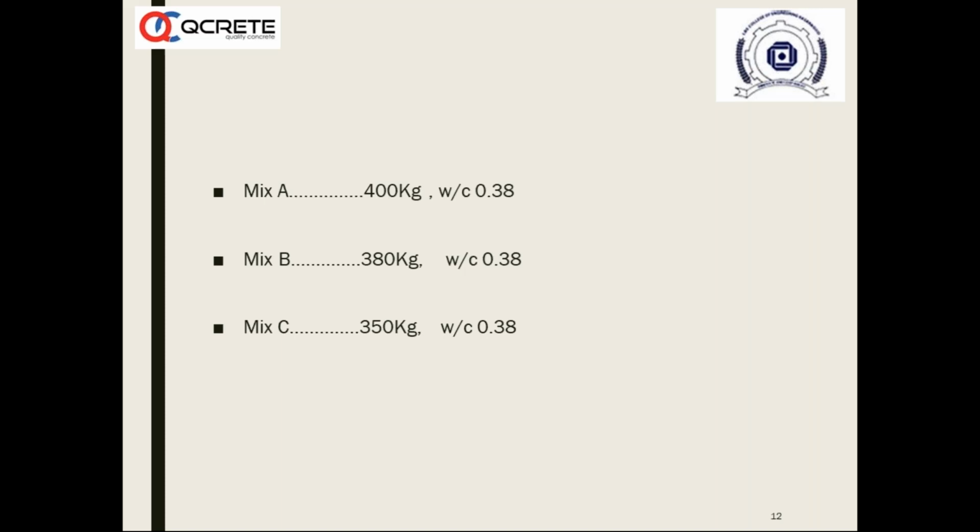Three mixes: 400, 380, and 350, water cement ratio 0.38. Dear students, I want you to check which of these mixes will give the highest strength. The answer is that all the mixes will give similar strength. Even when you increase from 350 kg to 400 kg, the strength will be similar because the strength is governed by water cement ratio. So irrespective of the cement content, if the water cement ratio is the same, strength is the same.